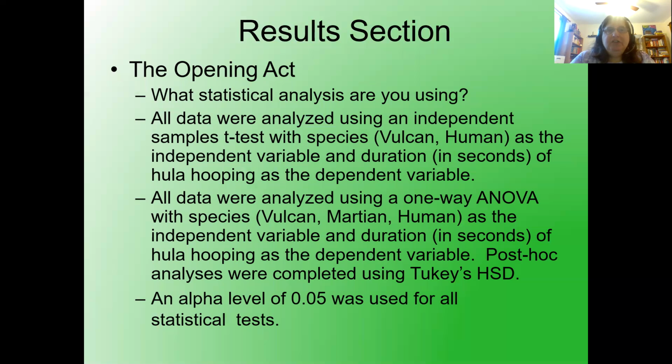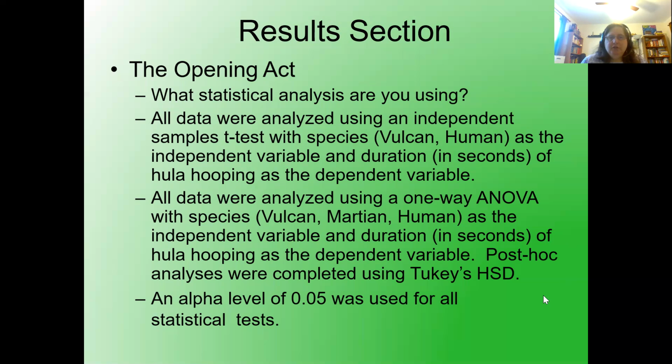All data were analyzed using an independent samples t-test with species, Vulcan, human as the independent variable, and duration in seconds of hula hooping as the dependent variable. Or if you have 3 groups for your independent variable, all data were analyzed using a one-way ANOVA with species, Vulcan, Martian, human as the independent variable, and duration in seconds of hula hooping as the dependent variable. Post hoc analyses were completed using Tukey's HSD.